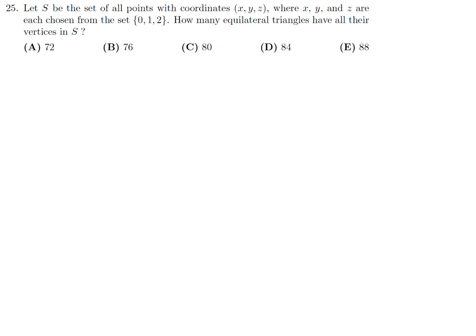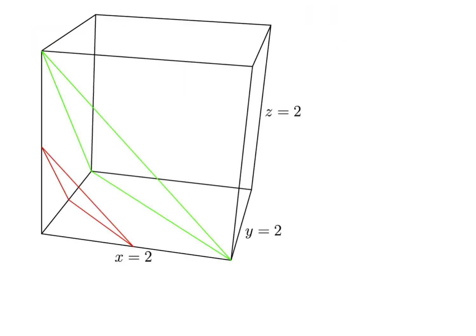Let S be the set of all points with coordinates x, y, z, where x, y, and z are each chosen from the set 0, 1, 2. How many equilateral triangles have all their vertices in S? So the best way to do this is with a diagram. So here's our diagram. We've drawn an xyz plane.